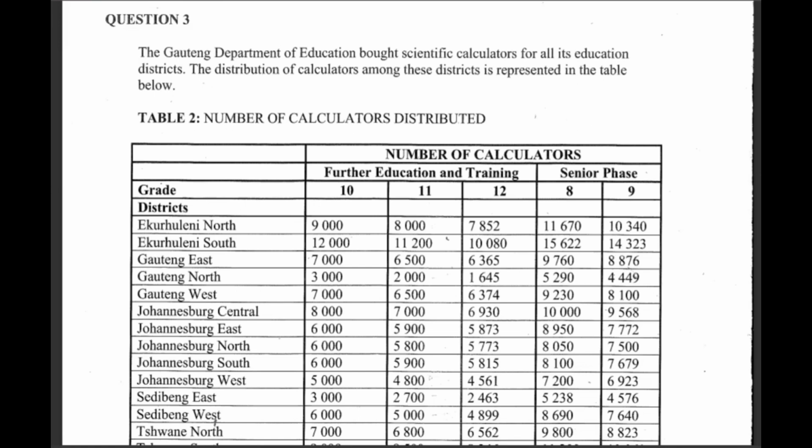Let's look at question number 3 of paper 1. All right. Question number 3, when you look at it, we shall be expecting data handling. Question number 3 says, the Gauteng Department of Education bought scientific calculators for all its education districts. The distribution of calculators among these districts is represented in the table below.